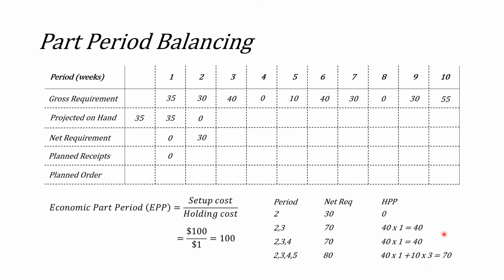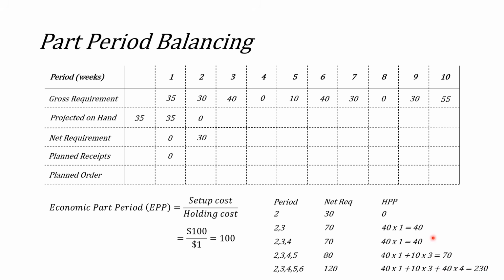Now if we order for periods 2, 3, 4, 5, and 6, then it's 2, 3, 4, 5, that's 80, plus 40 is 120 units, which means our holding part period is going to be 40 for 1 period, 10 for 1, 2, 3 periods, and 40 for 1, 2, 3, 4 periods. So our holding part period is going to be 40 times 1 plus 10 times 3 plus 40 times 4, which is 230 units, and this is a pretty big number.